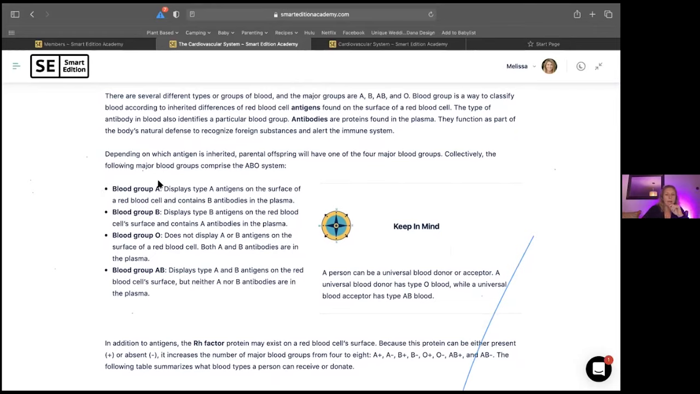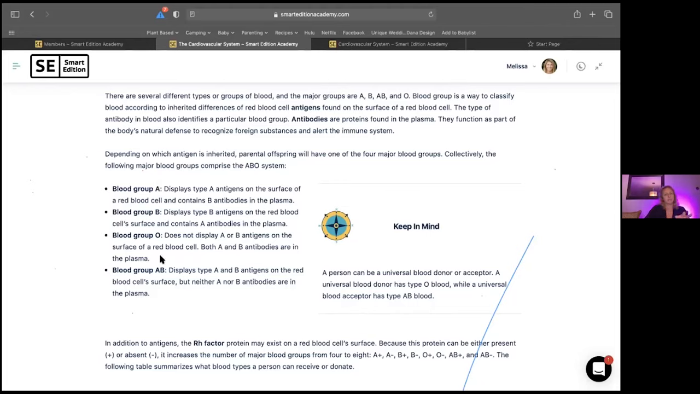Blood group A displays type A antigens on the surface of a red blood cell and contains B antibodies in the plasma. Blood group B displays type B antigens on the red blood cell surface and contains A antibodies in the plasma. Blood group O does not display A or B antigens on the surface of the red blood cells. Both A and B antibodies are in the plasma. And just the opposite for blood group AB, it displays A and B antigens on the red blood cell, but neither A nor B antibodies are in the plasma.